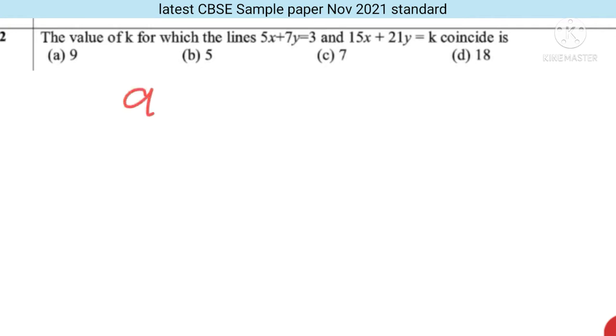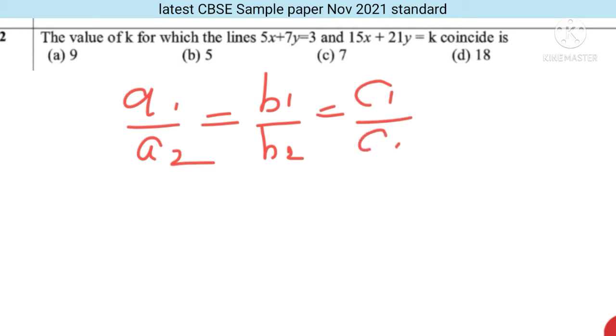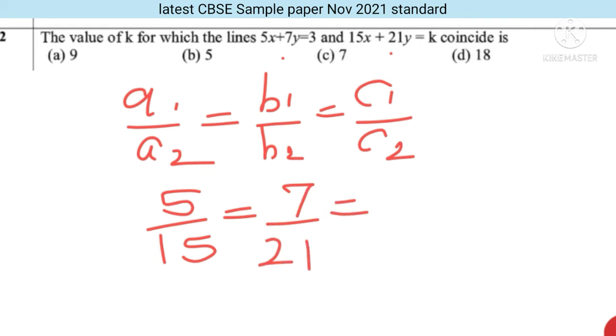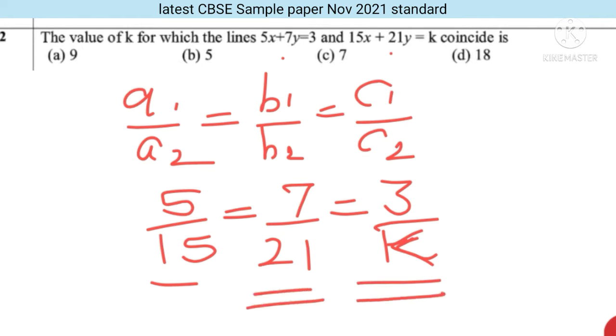So you know that the condition for coinciding lines is A1 over A2 is equal to B1 over B2 is equal to C1 over C2. Now here A1 over A2 is 5 by 15. B1 over B2 is 7 by 21. And C1 over C2 is 3 by K, because both of them are on the right hand side. Now we may take 5 upon 15 is equal to 3 by K or 7 upon 21 is equal to 3 by K. In both the cases, on solving we get the answer as 9. So A is the correct answer.